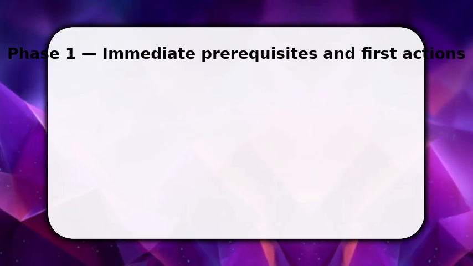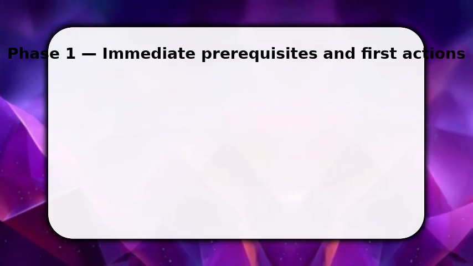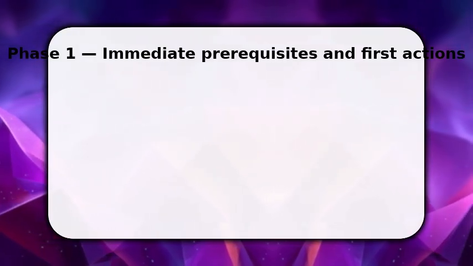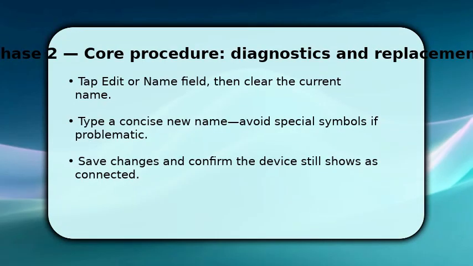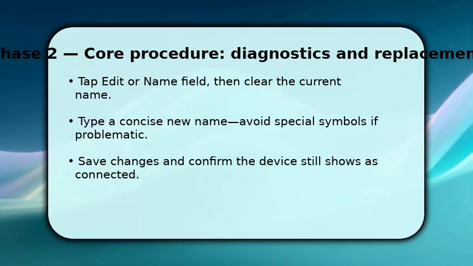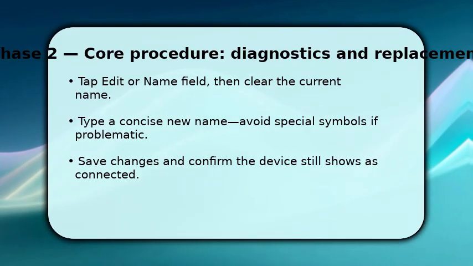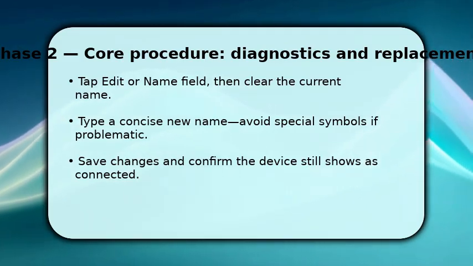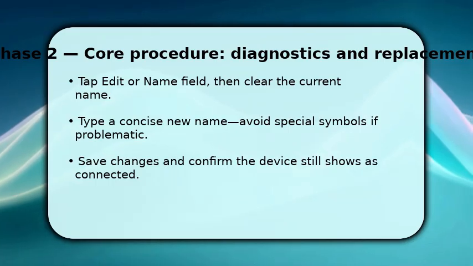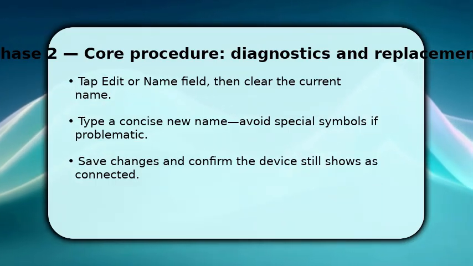Now select the name field or edit option to type the new label. This starts the only reliable rename process available on standard devices. You now edit the Bluetooth name directly in the device details screen because most platforms write that name into the handset's paired entry. Tap Edit or the name text, delete the old label, and enter a concise new name. Avoid unusual symbols that some stacks reject.